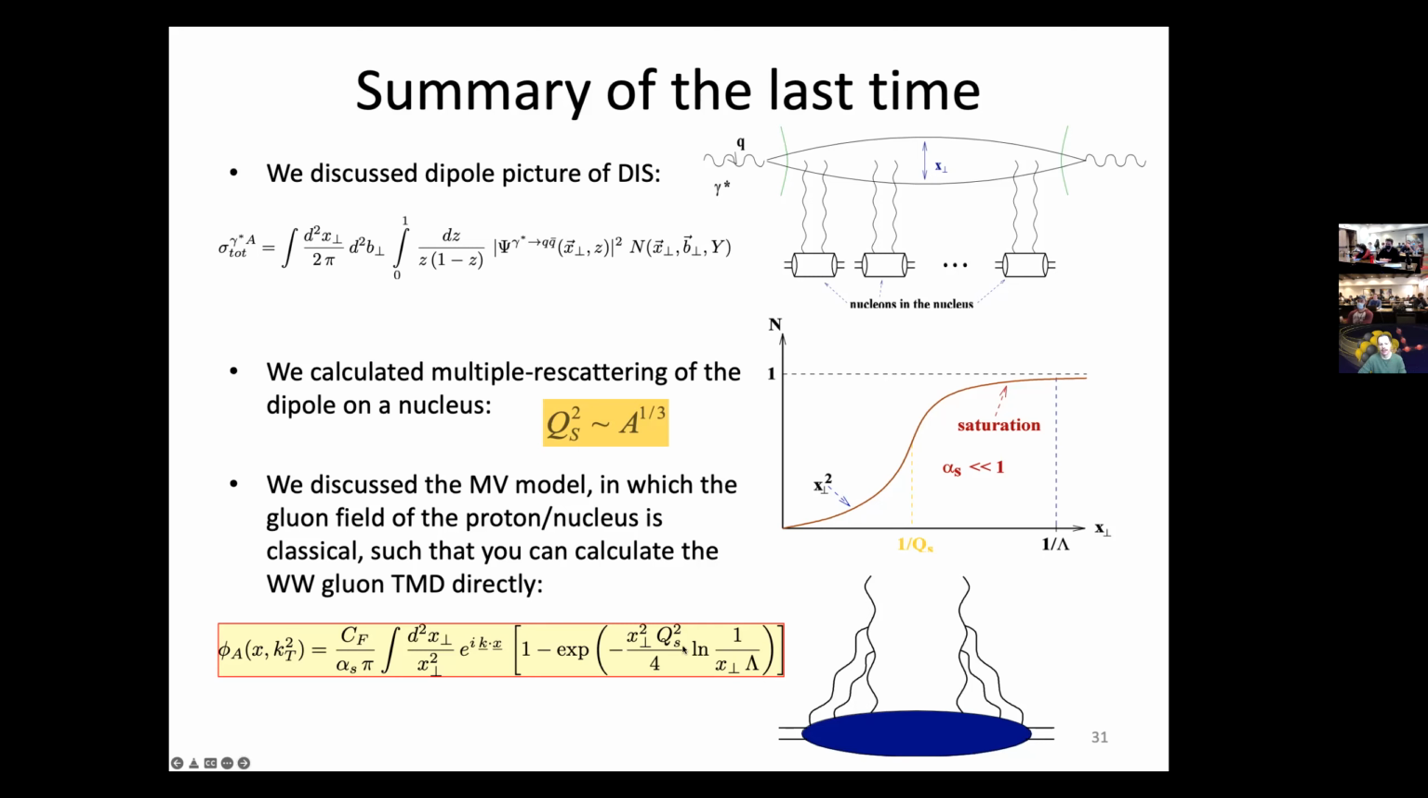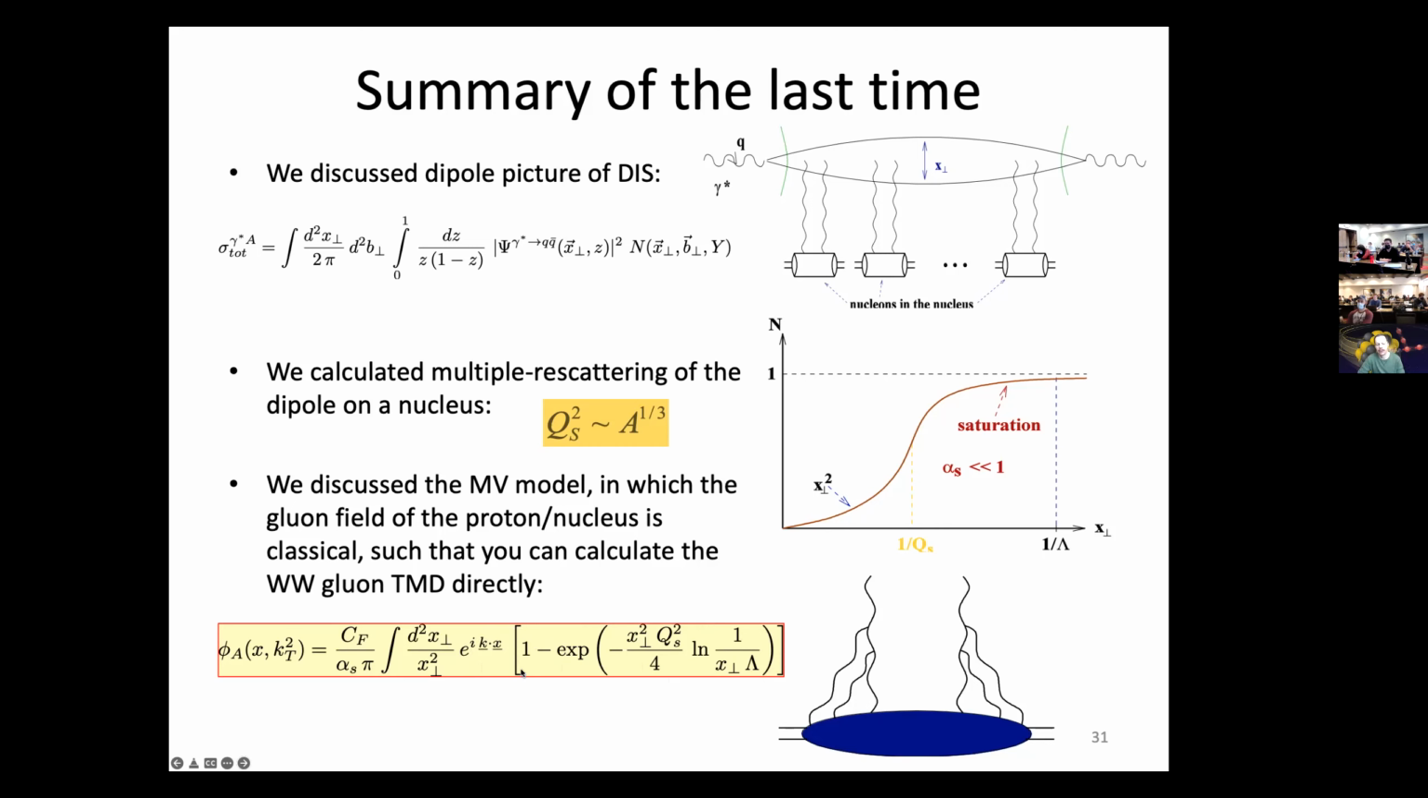It has a similar 1 minus exponential structure that the dipole amplitude had. This is not entirely a coincidence, but I'm not going to go into more details here. What was important was this distribution.